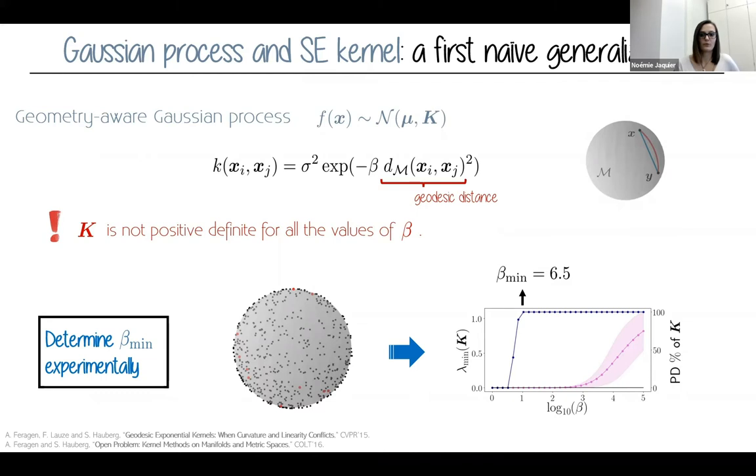You have to compute it for each manifold and for each dimension of your manifold. So here the 6.5 is for the sphere S2, the one that you have here. But if you go to higher dimension, you have to compute this beta mean again. And if you change manifold, you have to compute it as well.